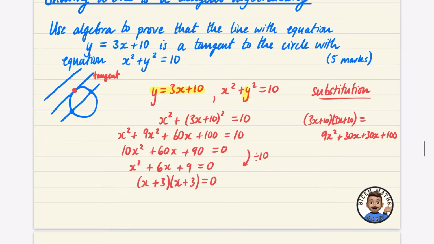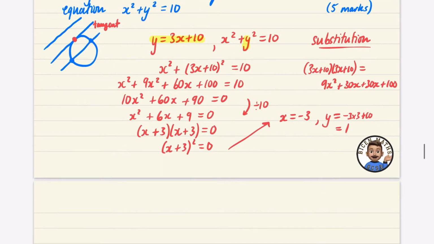Now, I probably wouldn't write it like that. I'd probably write it like (x plus 3) squared equals 0. Now this means that x is equal to minus 3. And so quickly we can find out what y is equal to, because it's going to be minus 3 times 3 plus 10, so that's minus 9 plus 10, which is 1.